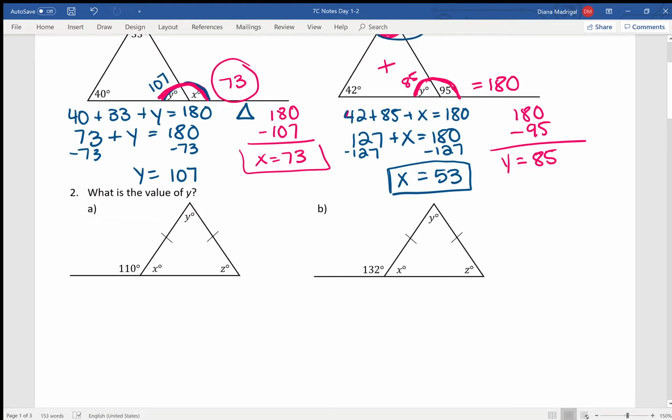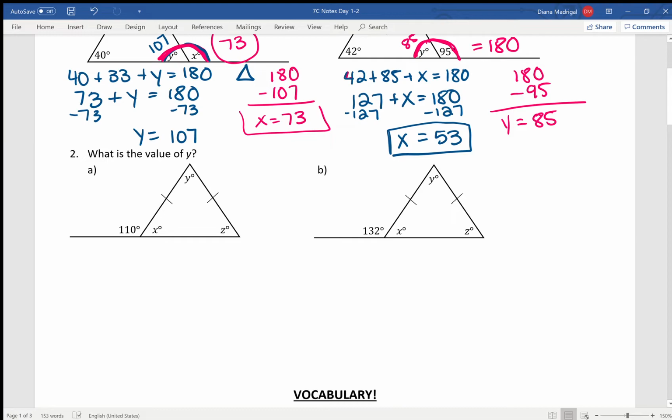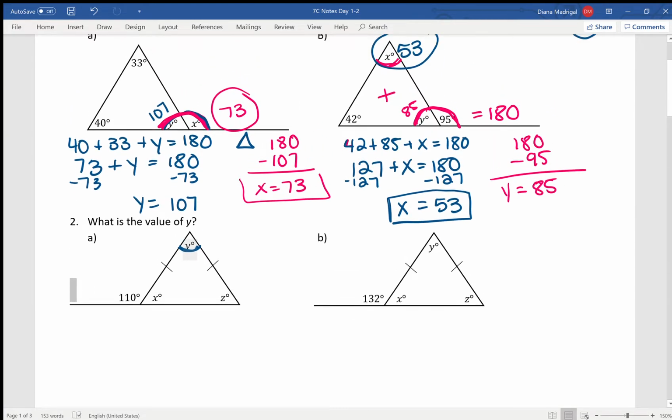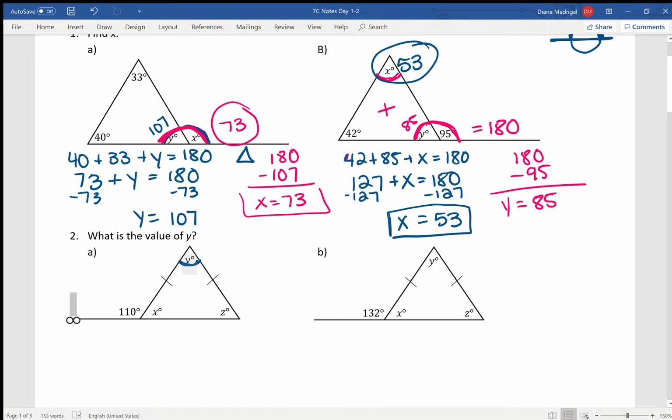All right. Next, it says, what is the value of y? Okay, so we need to figure out y. Again, the same thing we did on top is what we're doing on the bottom. However, notice that these triangles have these tick marks again on the side, and that means they are isosceles triangles. If you don't remember, isosceles triangles have two angles that are the same and two sides that are the same.